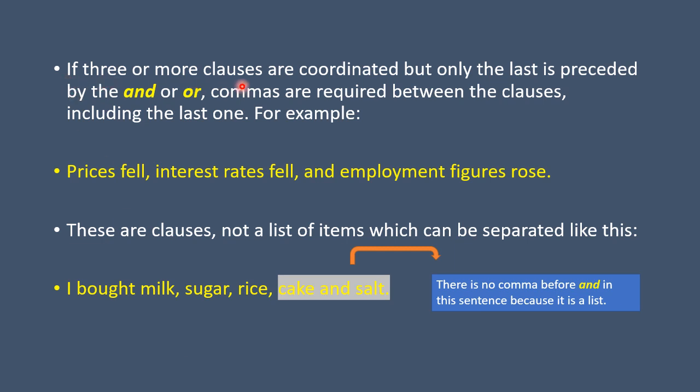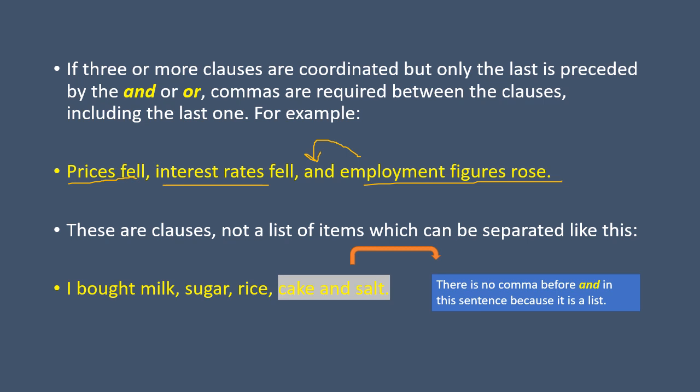If three or more clauses are coordinated, meaning they are joined together using a coordinating conjunction, which is FANBOYS, but only the last is preceded by an and or or, commas are required between the clauses, including the last one. For example, now this could be a bit confusing, but let us have a look at the sentence itself. Now this statement says that if there are three or more clauses, meaning three or more sentences, first of all break it into pieces. Okay, so here we go. So we have three clauses, but the last is preceded by an and. So the last one, which is employment figures rose, is preceded by an and. Commas are required between the clauses, including the last one.